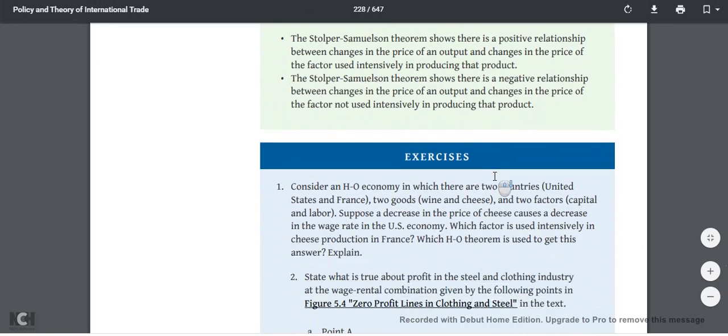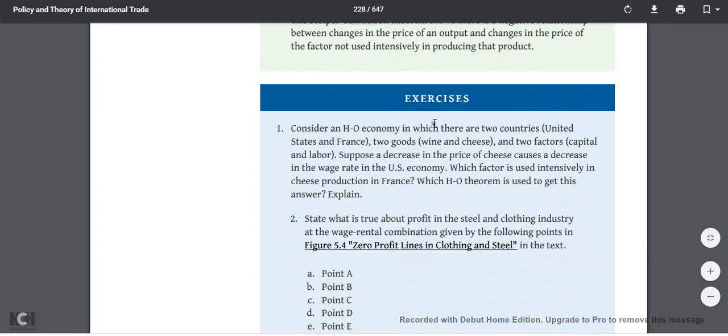Okay, now there is an exercise given to you all. I hope that you are going to do this exercise. Consider an HO economy in which there are two countries, the United States and France, two goods, wine and cheese, and two factors, capital and labor. Suppose a decrease in the price of cheese causes a decrease in the wage rate in the US economy. Which factor is used intensively in cheese production in France? Which theorem is used to get this answer? So this is your assignment.